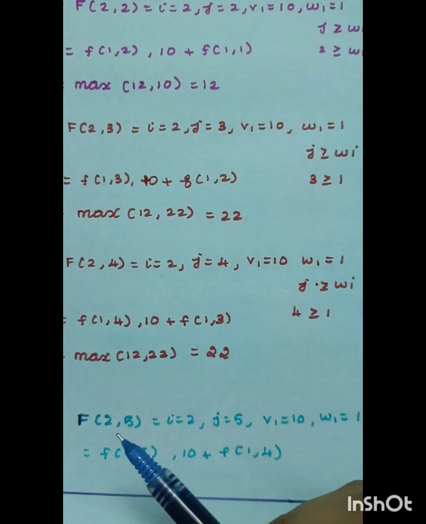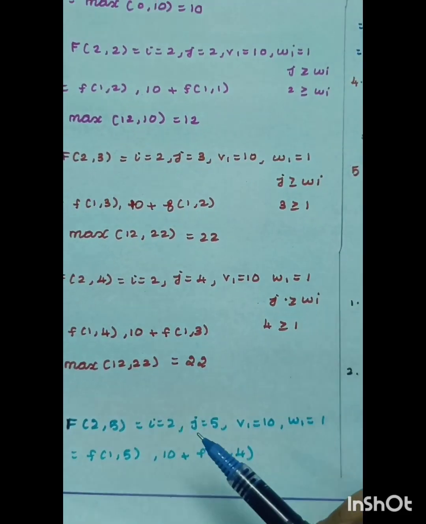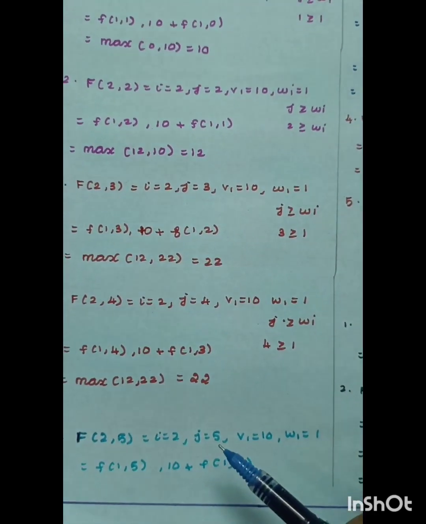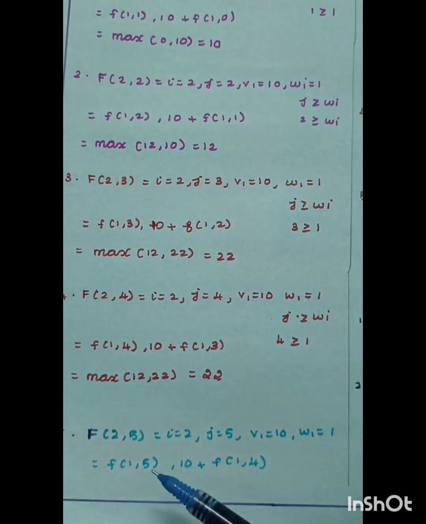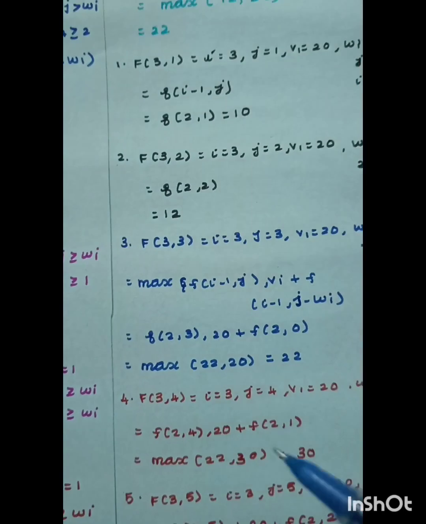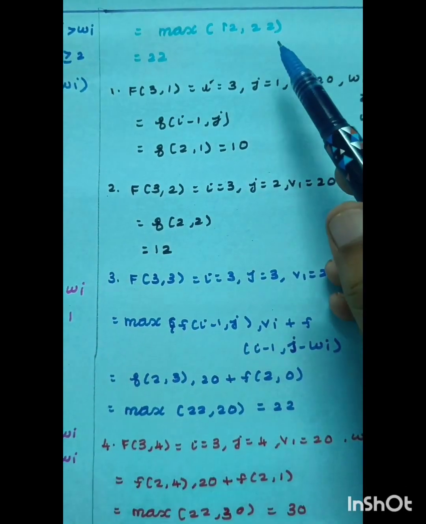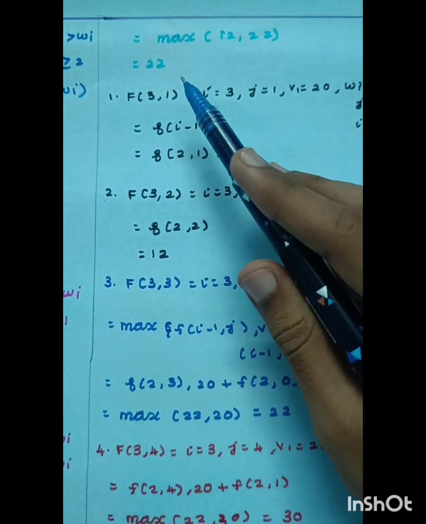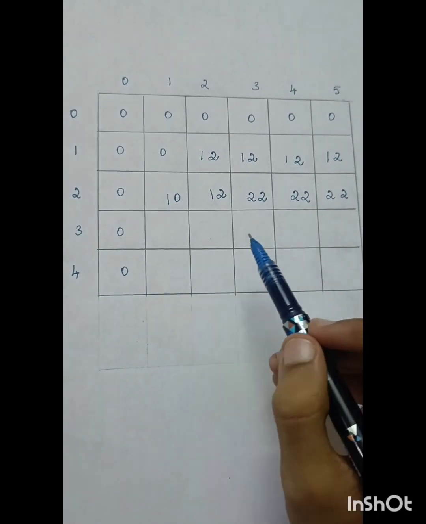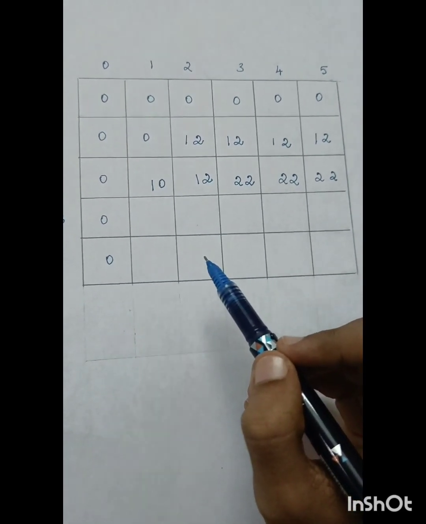Similarly, for f of 2 comma 5, i equal to 2, j equal to 5, v1 equal to 10, w1 equal to 1. J is greater than or equal to 1. F of 1 comma 5 comma 10 plus f of 1 comma 4. So max of 12 comma 22. Therefore, the max value is 22. So in the matrix for 2 comma 5 we have to fill the value 22. Similarly, for the third and fourth items, we have to follow the same steps and find the values.